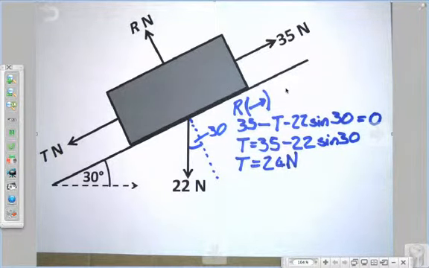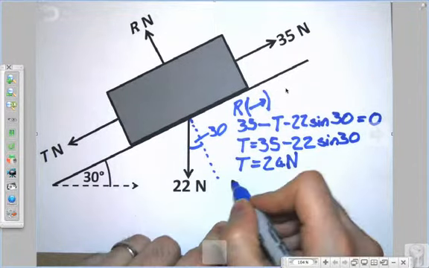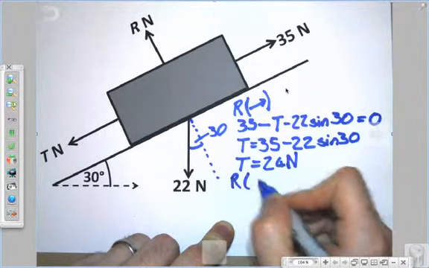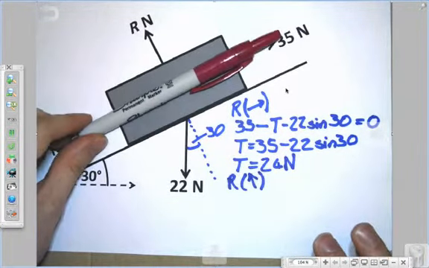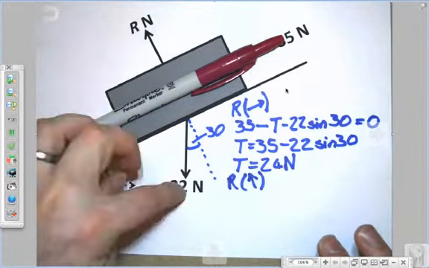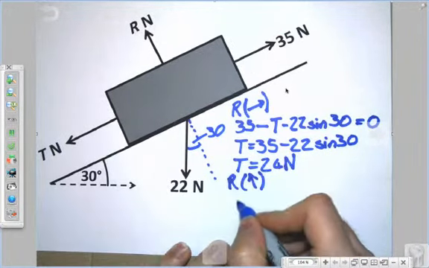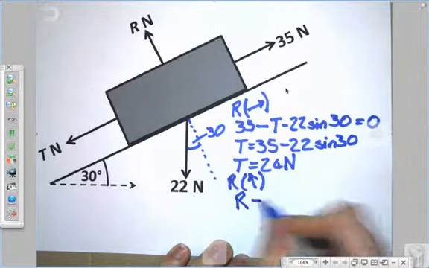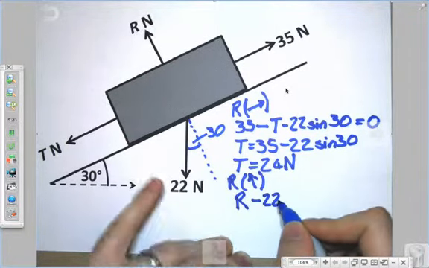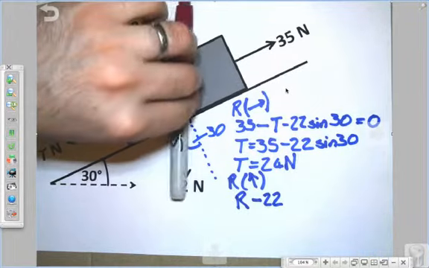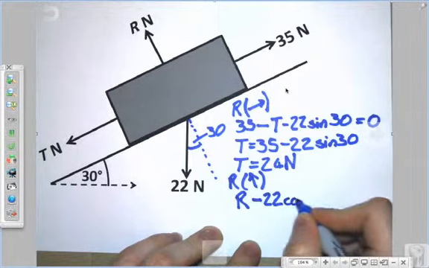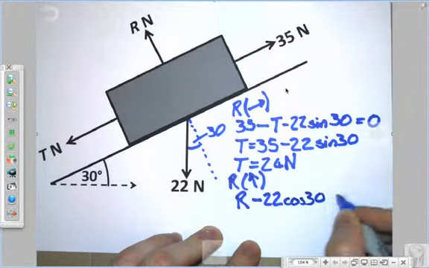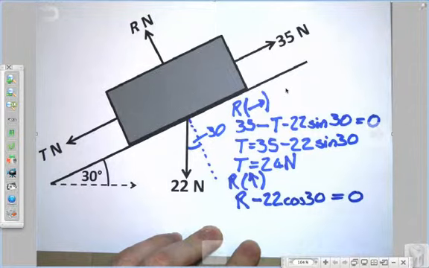The next thing we're going to do is resolve perpendicular to the slope. So resolve perpendicular. Again, you can use your pen. This time two of the forces get knocked out. All we have is the R and the 22. So we get R in the positive direction minus 22, and this time it's rotating through the angle. So it's 22 cos 30. Again in equilibrium, so we equal 0.